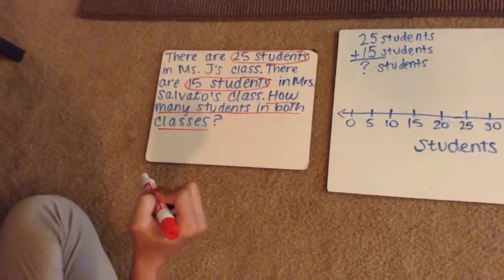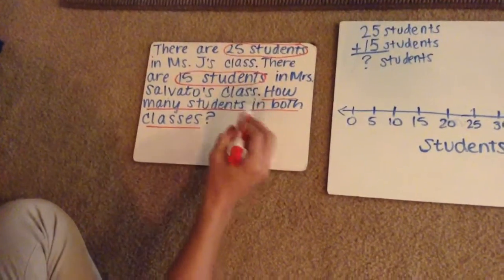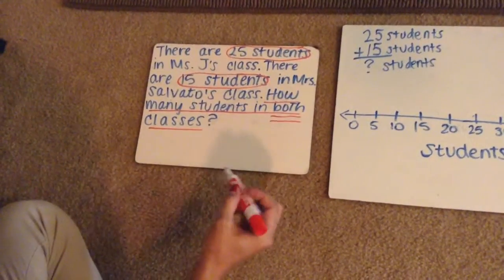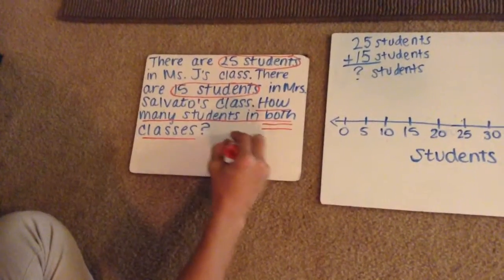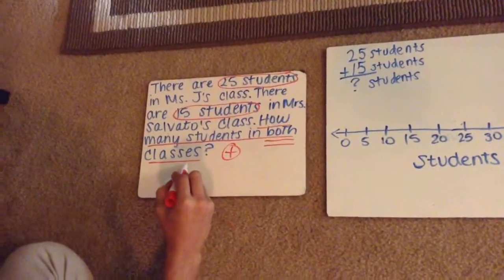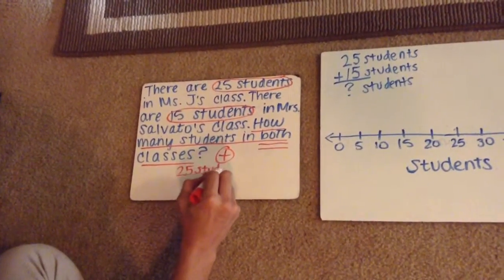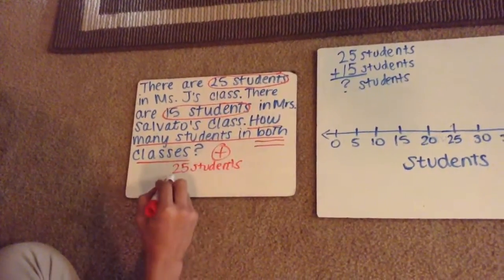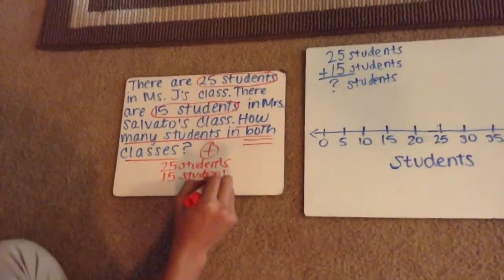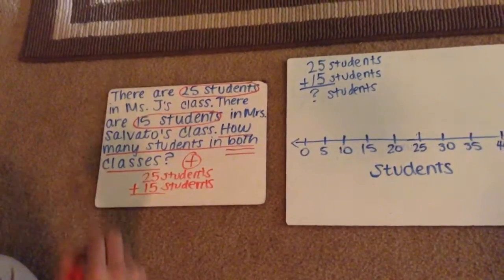We have some keywords in our question that are going to tell us what operation to use. I would think both is important, and that indicates that we are going to add. So our numbers now, 25 students and 15 students. And we're trying to figure out how many students in both classes.